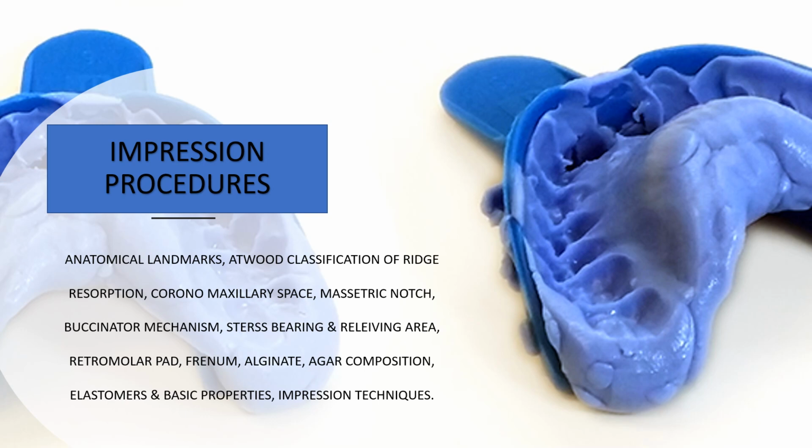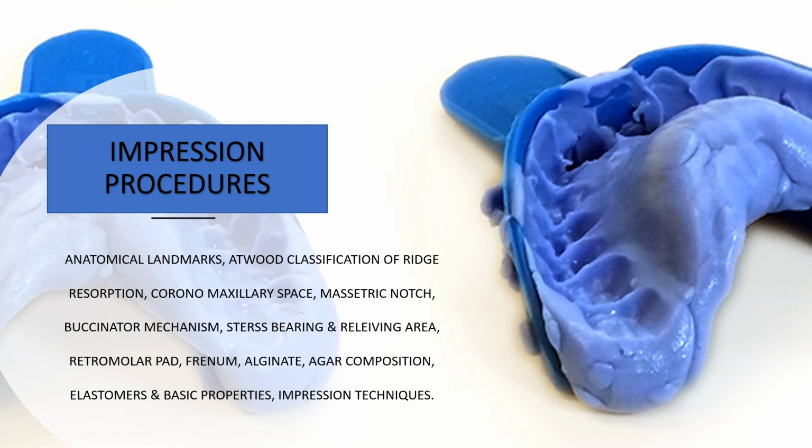Then frenum, all the maxillary and the mandibular frenum. The muscle attachment in the maxillary frenum is very important, especially the labial frenum. Then the composition of alginate and agar, the composition and the function of them, what function it provides for the impression material, and then the elastomeric impression materials, their basic properties, some hydrophilic, some hydrophobic properties of each of them. Then lastly, the impression techniques.